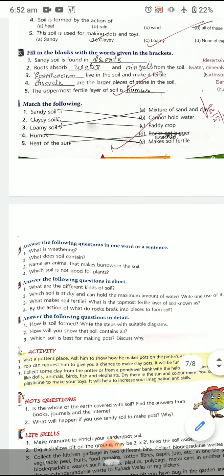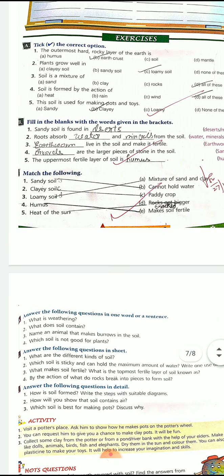Now I've discussed the exercises. Do fill in the blanks and match the following in the copy.